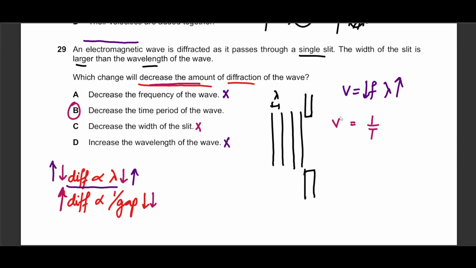f is actually 1 over T. So if we decrease the time period, the frequency increases, and the wavelength would have to decrease. This is what we're looking for. We want to decrease the wavelength because the velocity is constant. It's not changing. That's why there's going to be a back and forth between frequency and wavelength. We want to decrease the wavelength so that the effect of diffraction decreases as mentioned in the question. That's why we're going with option B.